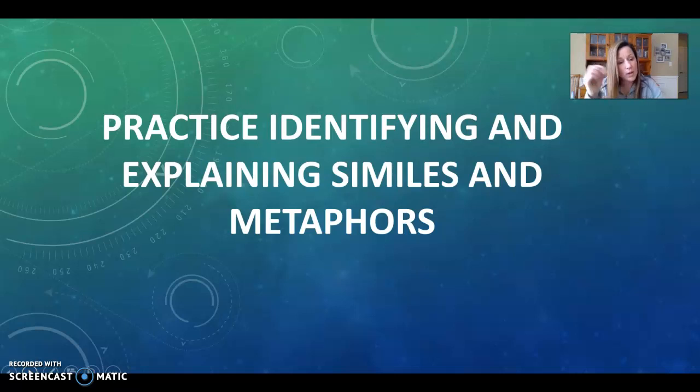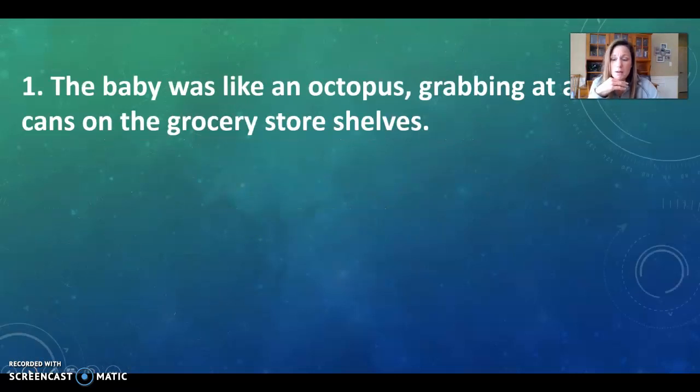Okay, so now we are going to practice identifying and explaining similes and metaphors. I'm making this into an EdPuzzle, so you are going to have questions pop up. You're going to have to identify simile or metaphor and what the meaning behind that simile or metaphor is, okay? All right, so the first one for practice. The baby was like an octopus grabbing at all the cans on the grocery store shelves.